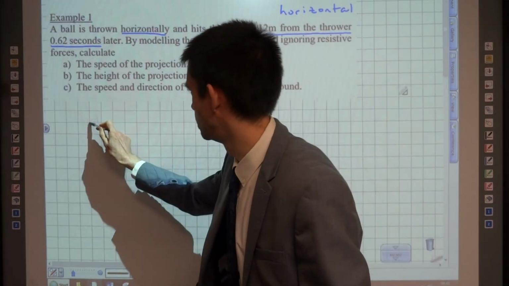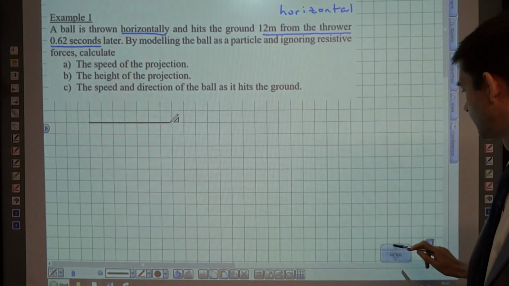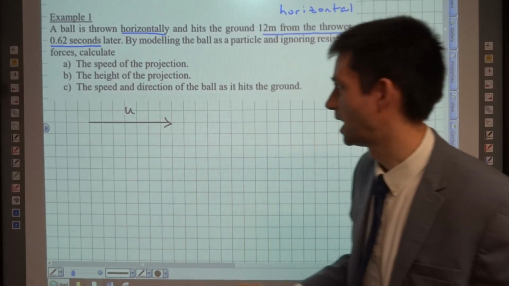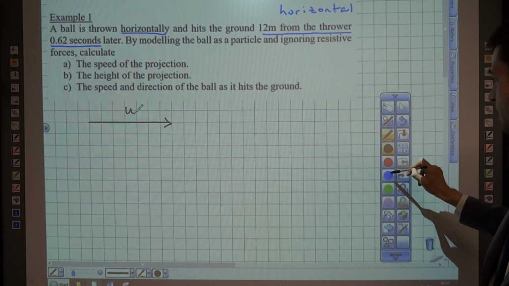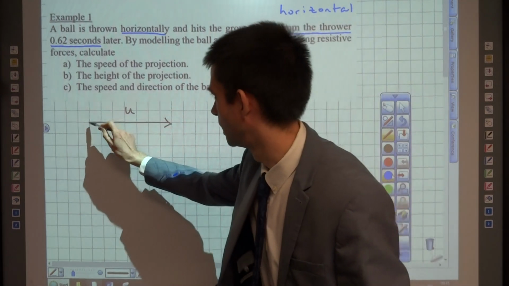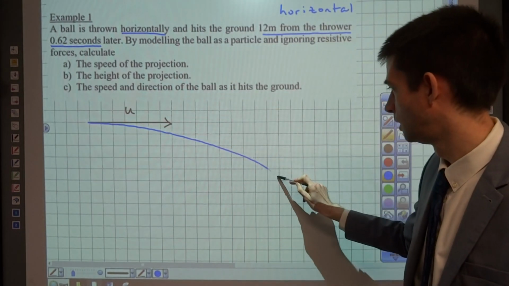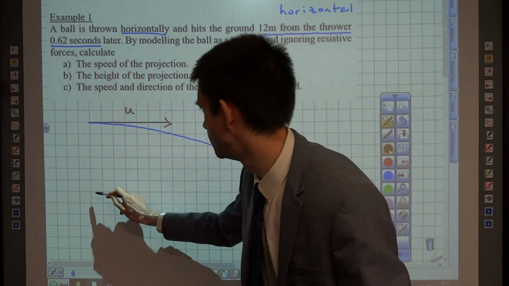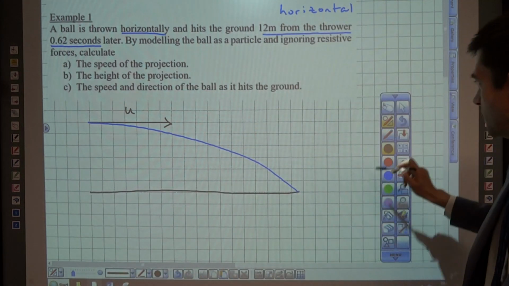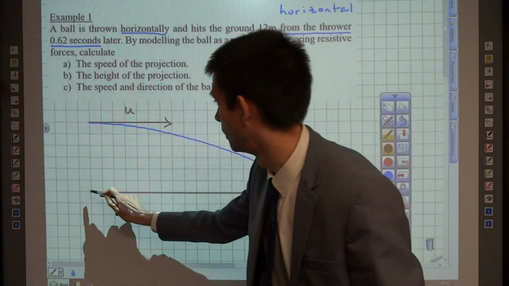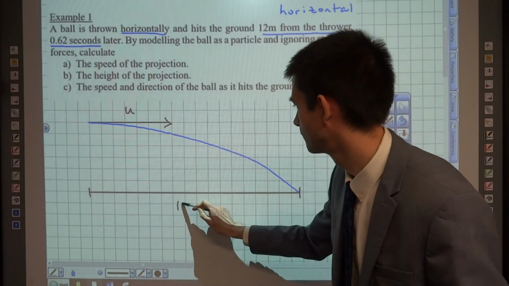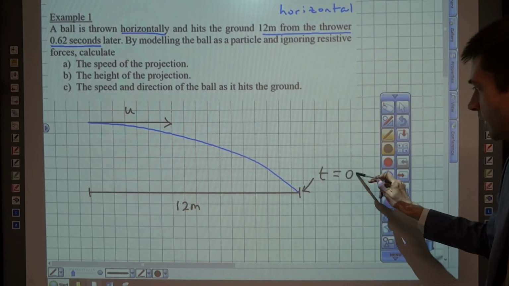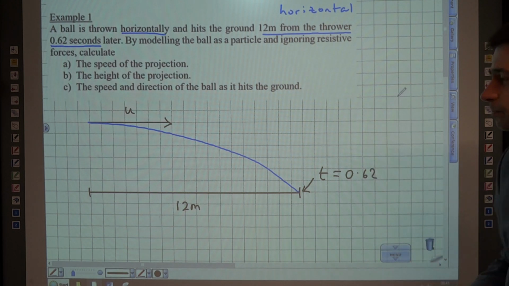So the particle is being projected horizontally, like so. I'm going to draw in an arrow there, and I'm going to label that U for the initial velocity. And then what's going to happen with this projectile is that it is going to fall like so until it hits the ground. And we know from the information given in the question that the distance between those 2 points is 12 metres, and that this point here is t equals 0.62 seconds.